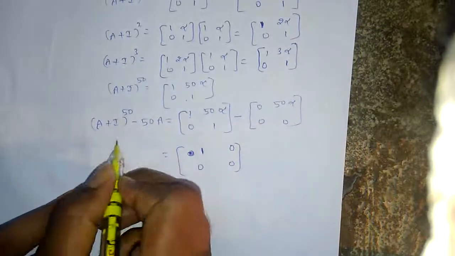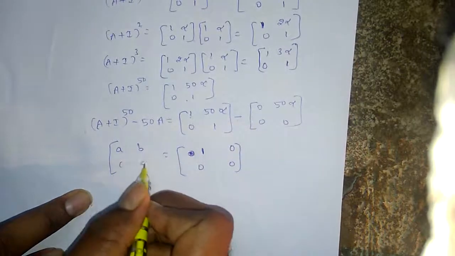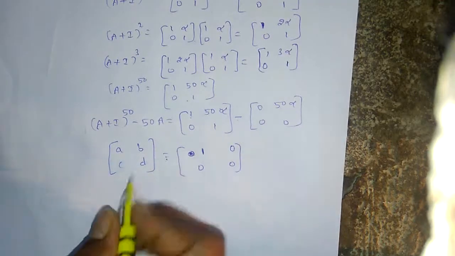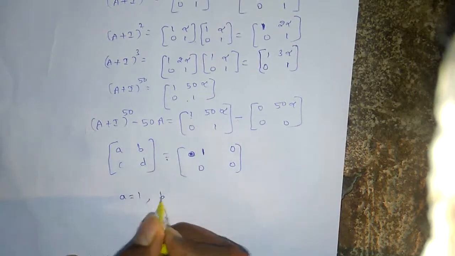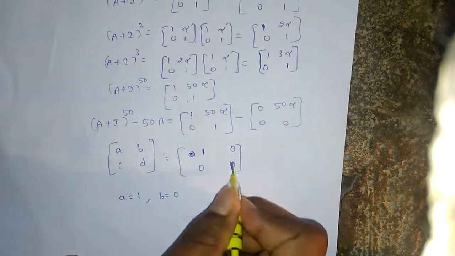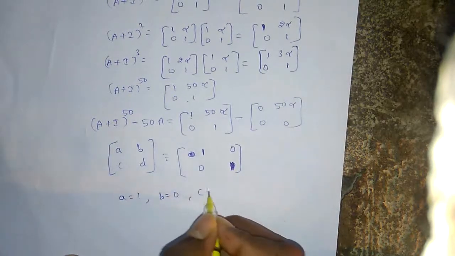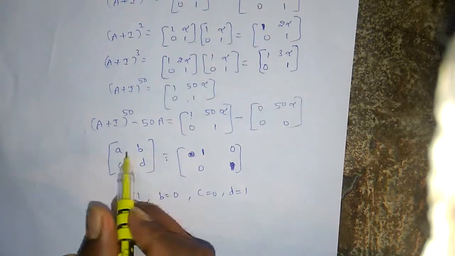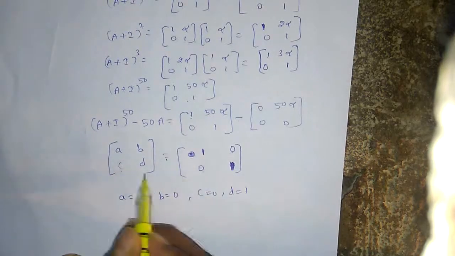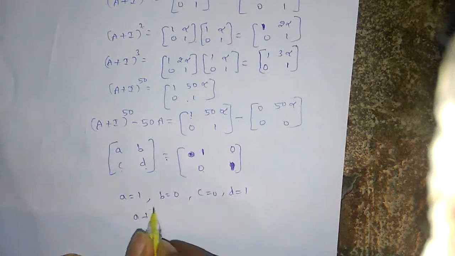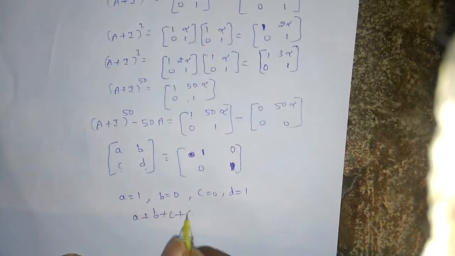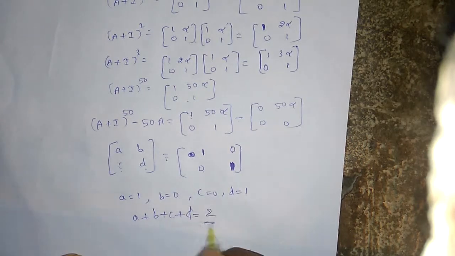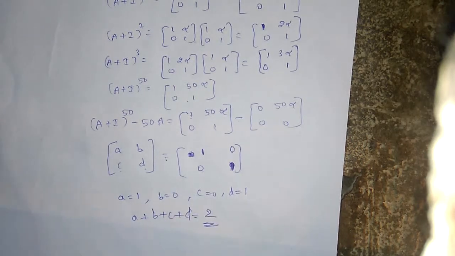So this value is given as [A, B; C, D]. So this is equality of matrices. Comparing the corresponding elements, you will get the values. A is equal to 1, B is equal to 0, C is equal to 0, D is equal to 1. Now A plus B plus C plus D is equal to 1 plus 0 plus 0 plus 1, that is equal to 2. Okay.